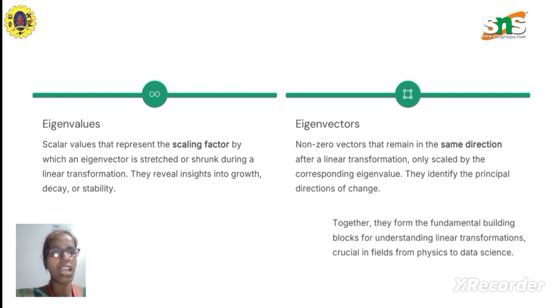It should be a non-zero vector and it should remain in the same direction after a linear transformation, which is scaled by the corresponding eigenvalue, and it is going to identify the principal directions of change. Together they form the fundamental building blocks for understanding the linear transformations, which is crucial in fields from physics to data science.